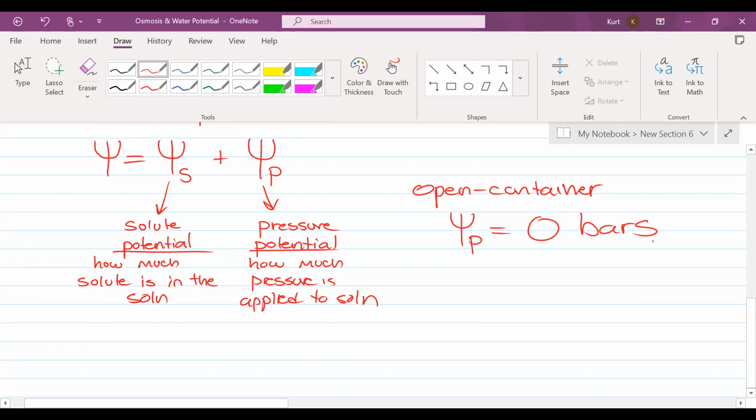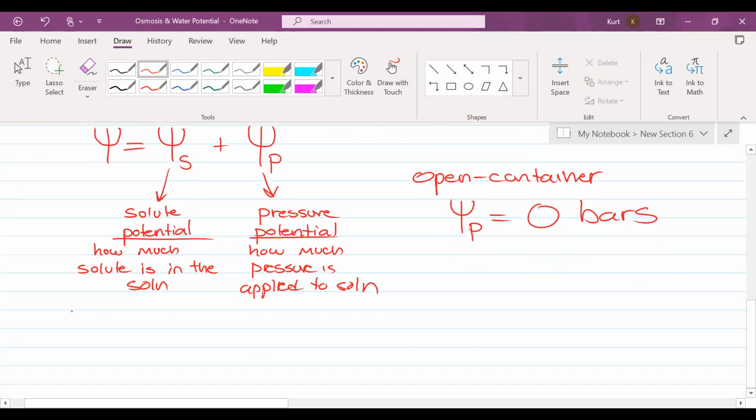That's easy. And then over here with solute potential, keep this in mind. Fresh water has a solute potential of 0 bars. Fresh water means that there are no solutes in the water. It's fresh. It's deionized.